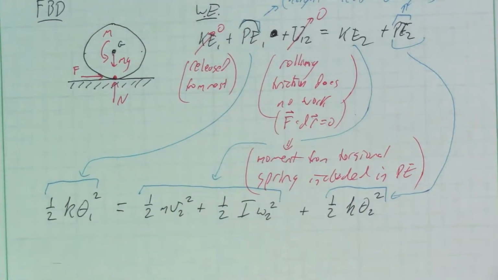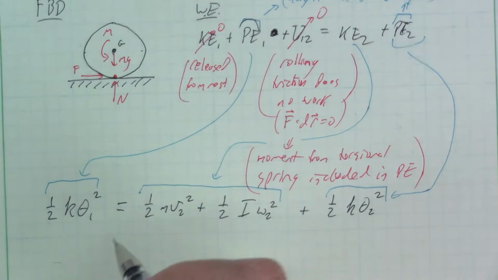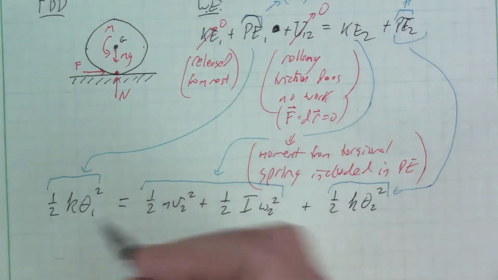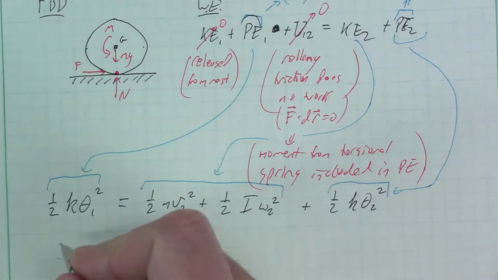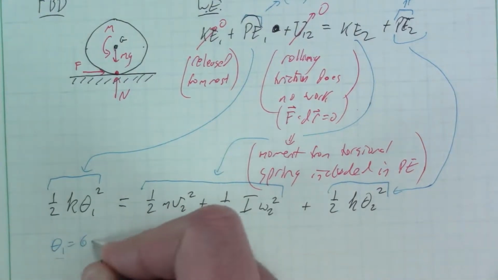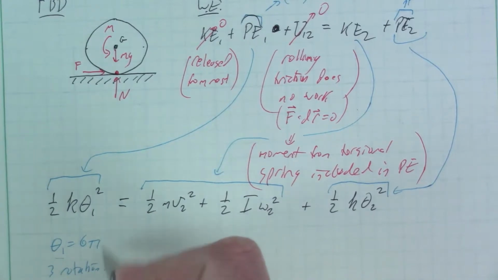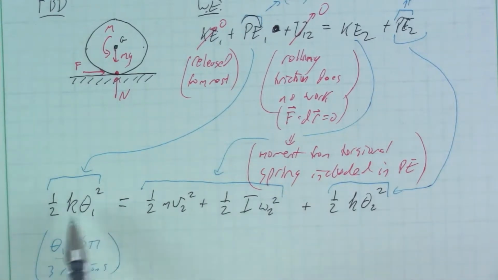All right. So let's take a look at this. What can we say? Okay, so first of all, theta 1, that's how we wound it up. And here it said 3 rotations. Okay, so 3 rotations is 6 pi, right? Each rotation is 2 pi. So theta 1 equals 6 pi. That is 3 rotations. K is given in the problem statement, so we know everything here.